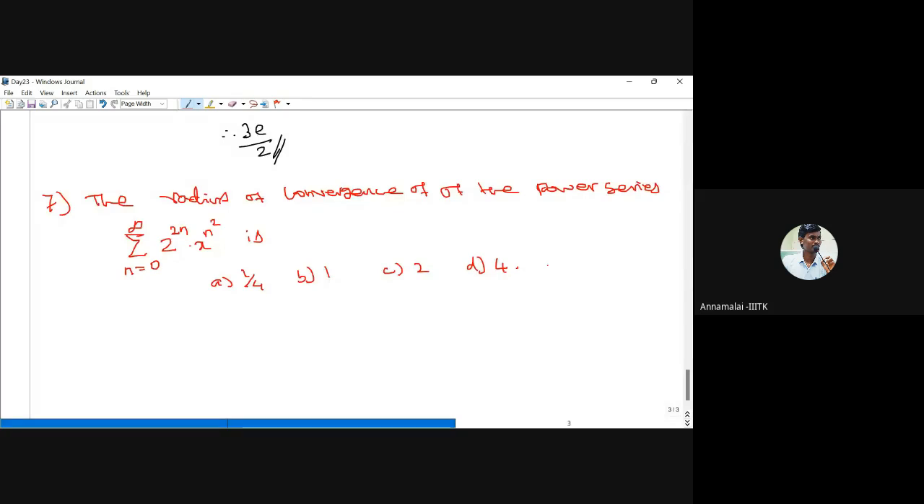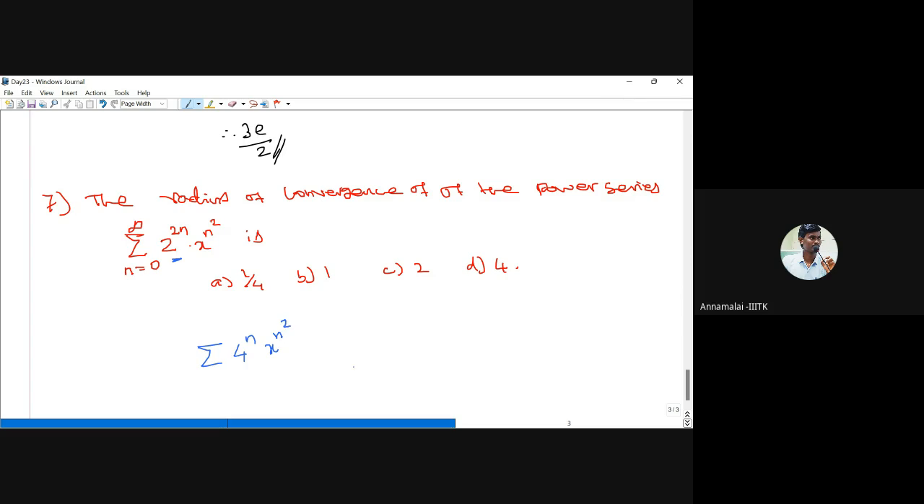Now, can you guess for what values of x the series converges? You can guess it easily. So, can anyone guess? First, rewrite this: 2 power 2n is nothing but 2 square n. Therefore, the given series can be written as 4 power n into x power n square.